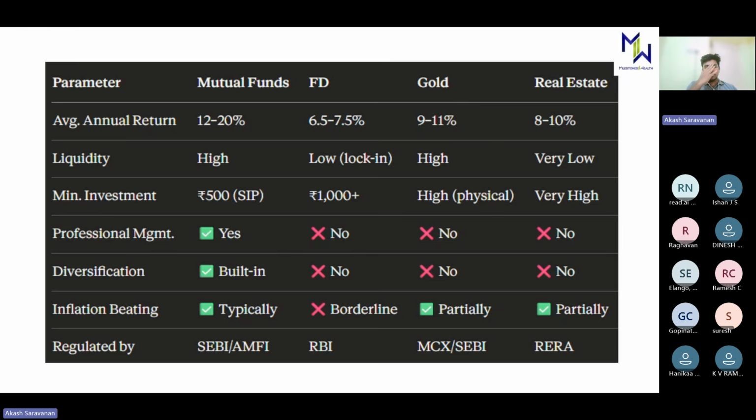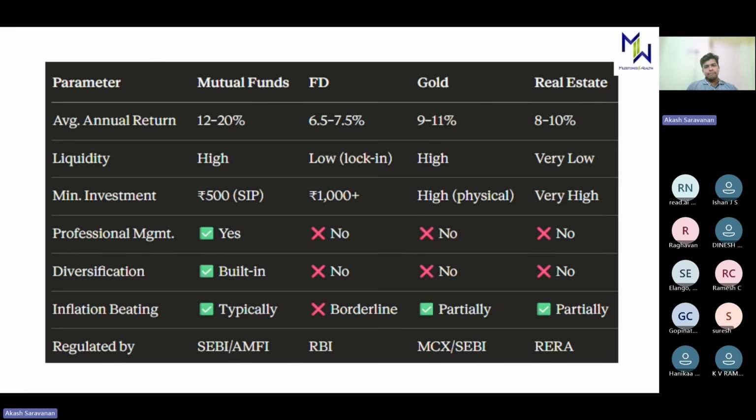So 11 to 12% would be the right expectation setting for an investor who wants to stay invested for at least a 5 year period of time. And for FDs, it's roughly 6.5 to 7.5%. In gold, over a long period of time, it has delivered around 9 to 11% returns. And real estate has delivered around 8 to 9% returns.